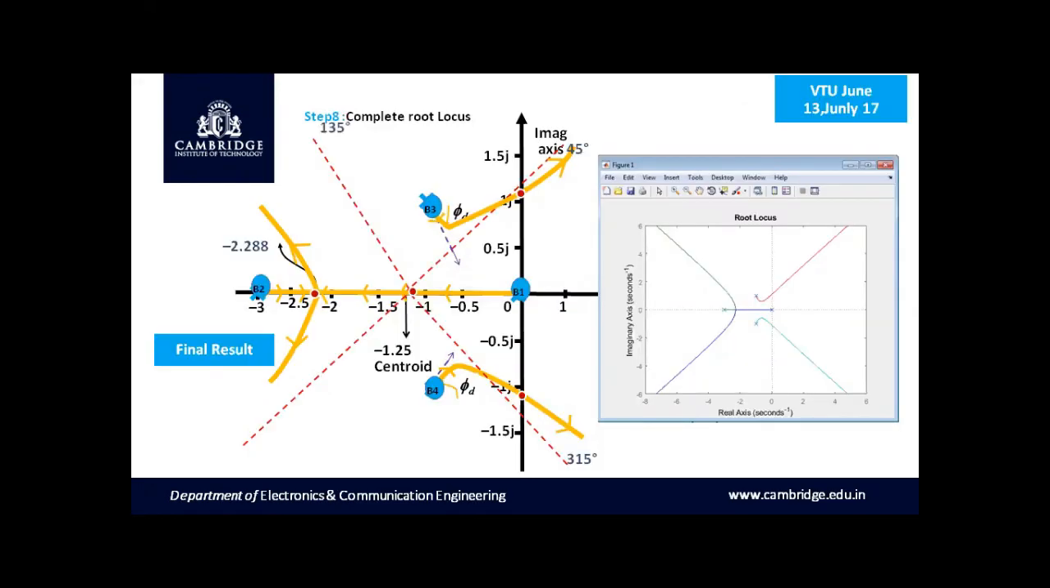Once after plotting the complete sketch of the root locus, we have to calculate the value of k for a given damping ratio zeta equal to 0.5. So a few more additions are to be added along with this plot. Let us recall a few things related to damping ratio.